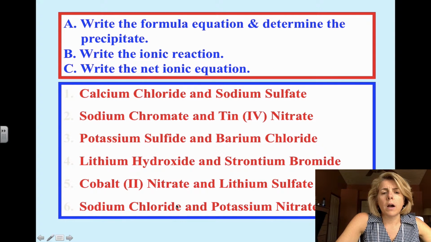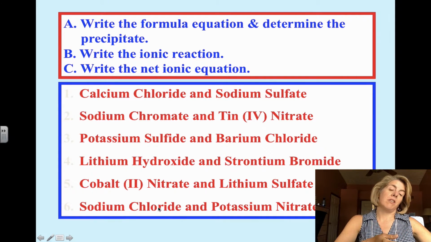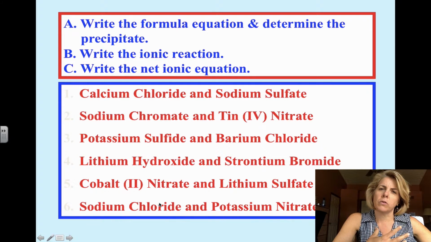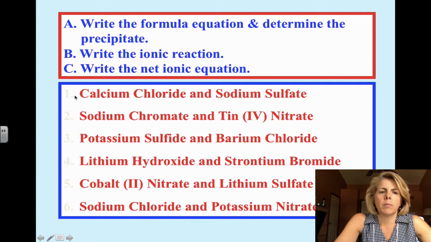Okay, so with this series of chemical reactions, notice the products have not been written, so you have to be able to determine the product. And with that, you will have to figure out what is the precipitate. For the sake of brevity, I'm not going to write out the ionic reaction. I'm just going to eventually write out the net ionic reaction. So I want to do the first one, which is calcium chloride plus sodium sulfate.